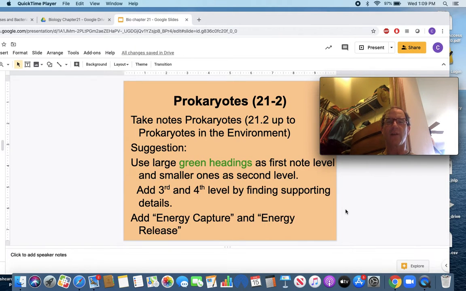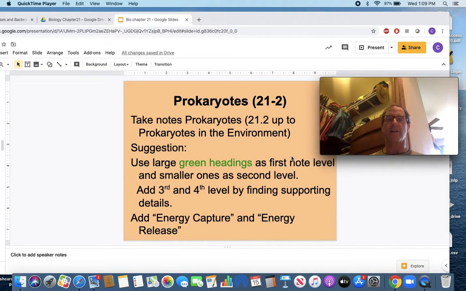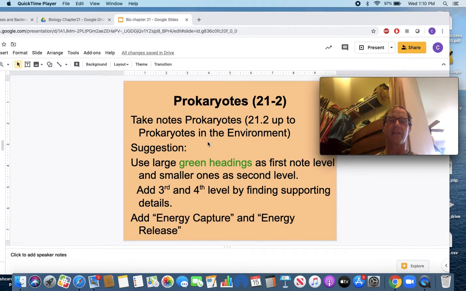So for tomorrow, one of your assignments is going to be to take notes on the prokaryotes section, which is 21.2 of the textbook. And we're going to have you do it just up to the point where it says prokaryotes in the environment. We're going to be picking up with that in a couple more days. So take notes 21.2 up to prokaryotes in the environment.